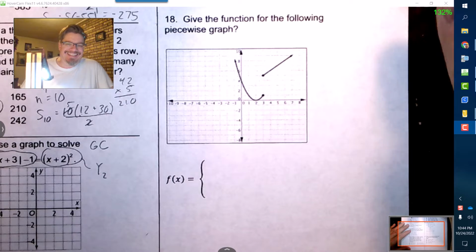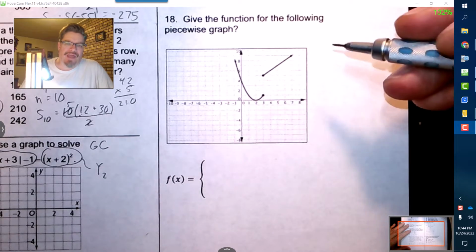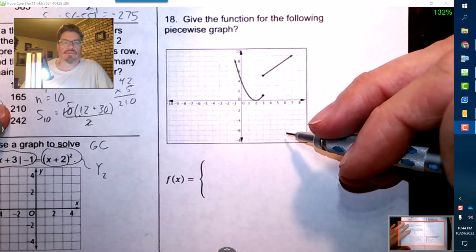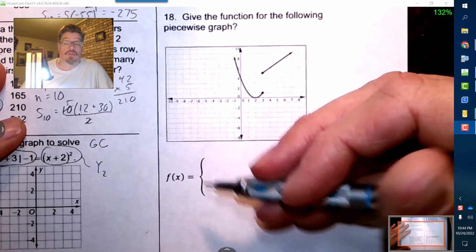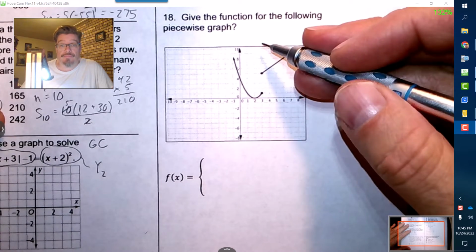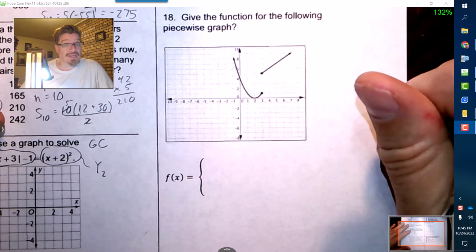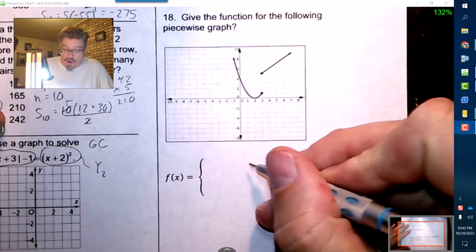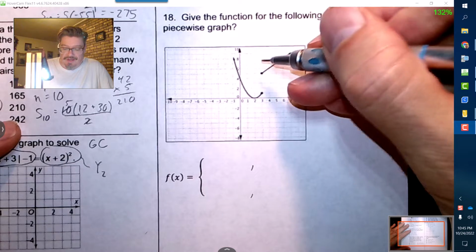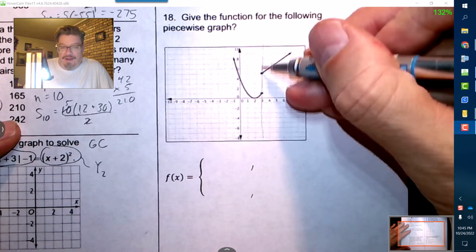Last problem, 18. We're supposed to go backwards now. We're given the graph, and now we have to generate the piecewise function here. So I see two pieces. So this means that I have a break at +3, and what I'm going to do is give myself some space. Okay. What I'm going to do is just focus on the break here at +3.